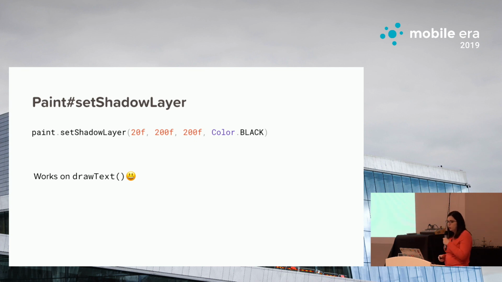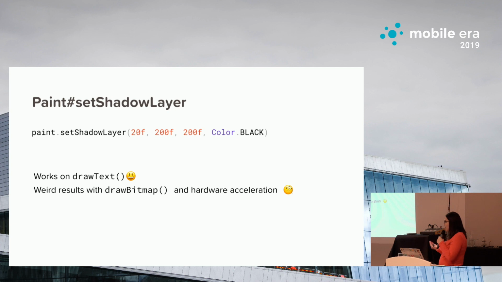But as soon as you start to use this with a draw bitmap command, and hardware acceleration on or off, you get interesting results, okay? And I'll show you an example of what that looks like now. But if you use the draw path command, it also doesn't work 100% with that either. So there are also some weird results that you might see when using that.